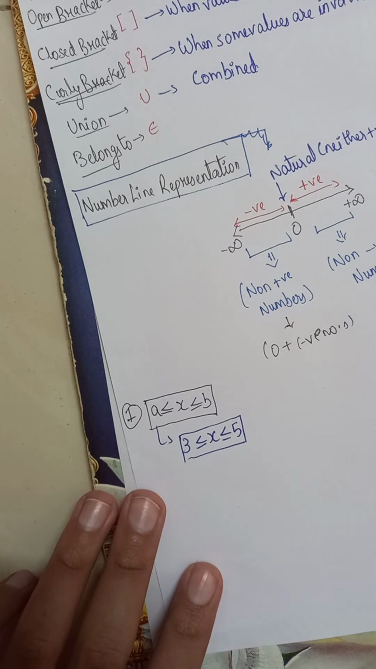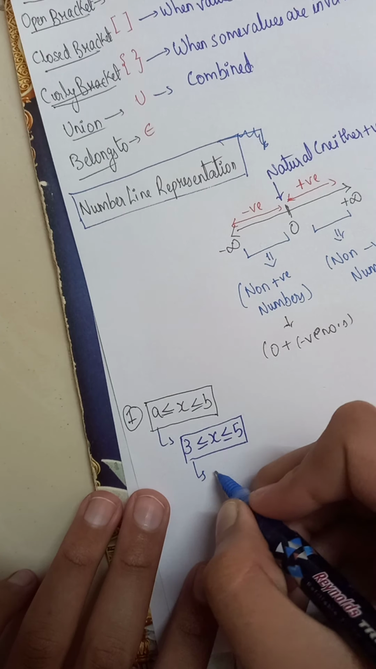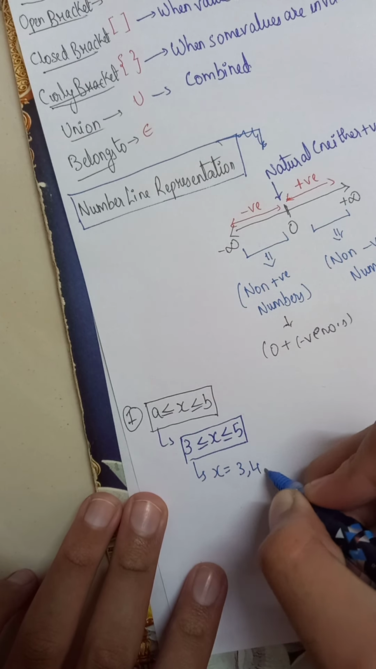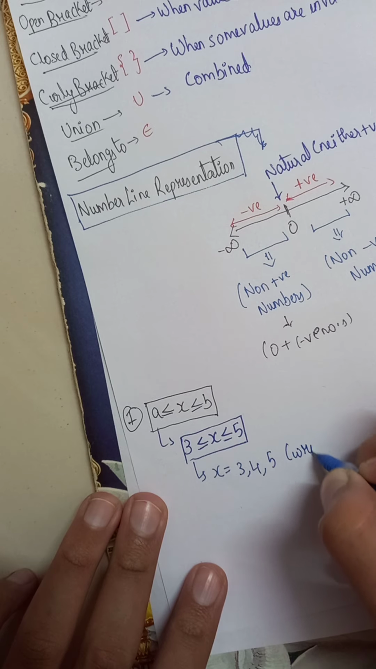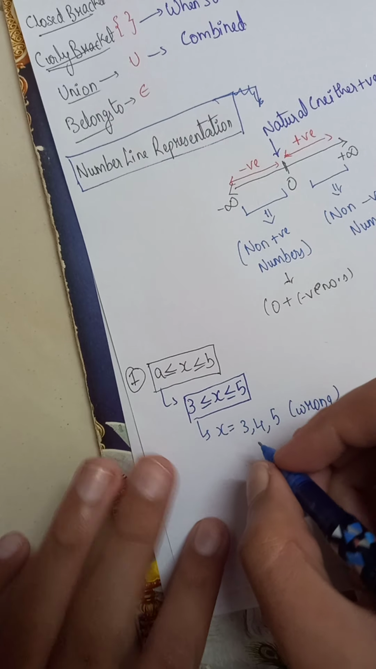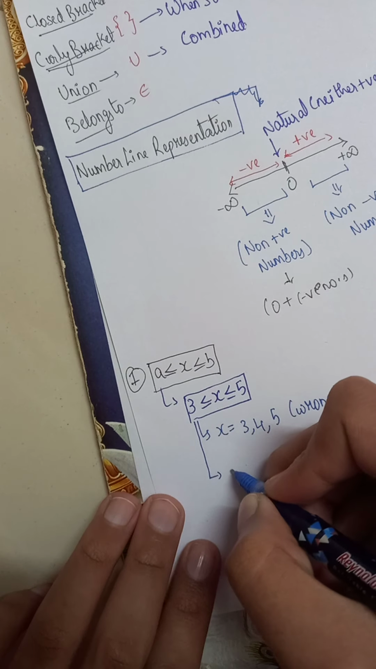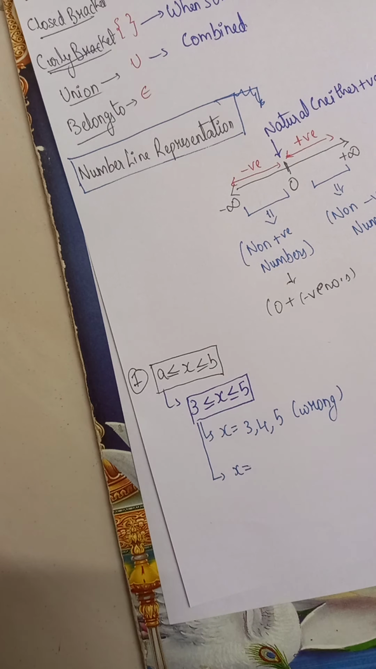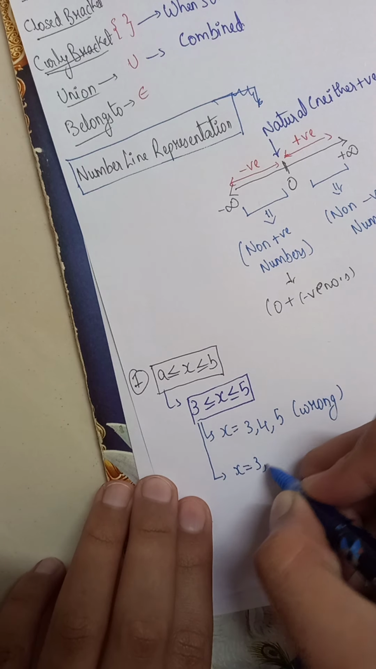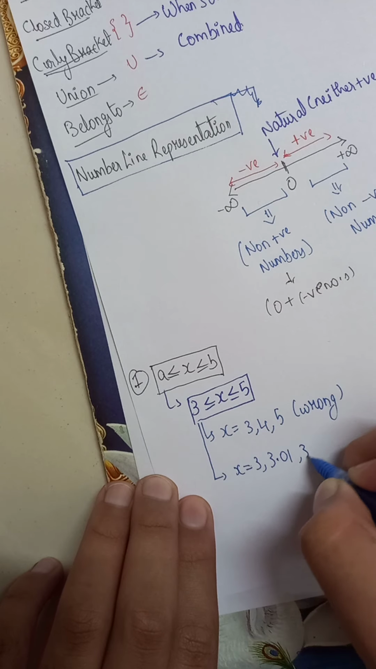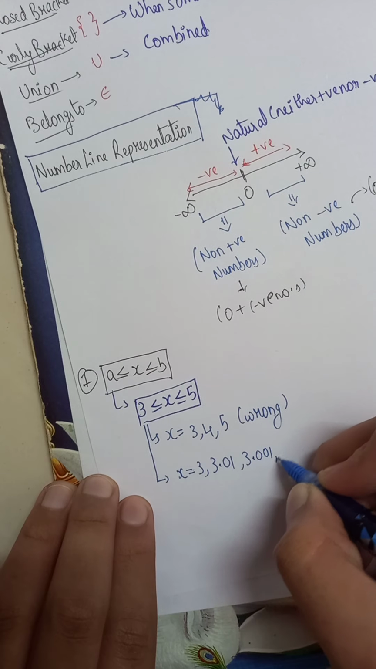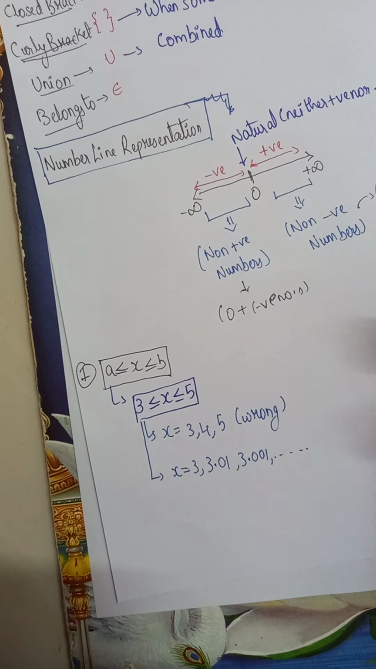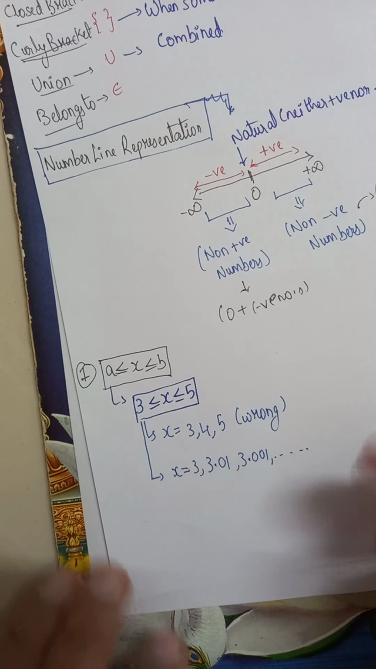If you think the answer to this question is x equals 3, 4, 5, then you're wrong. Why are you wrong? Because there are infinitely many numbers between 3 and 5, like 3, 3.01, 3.001, and it keeps going. Then comes 4, then 4.01, 4.001. Again it will go to many decimal values, and then comes 5. So there are infinite possible values.